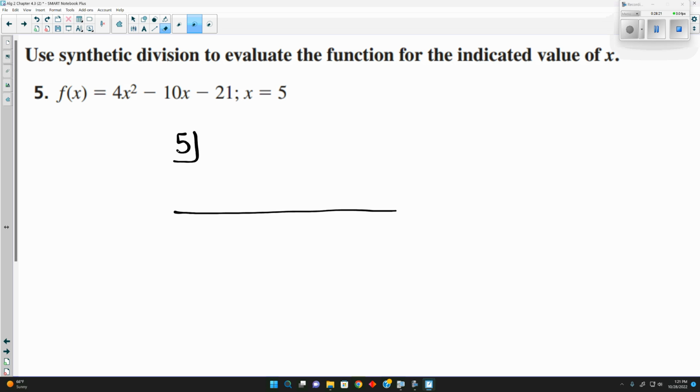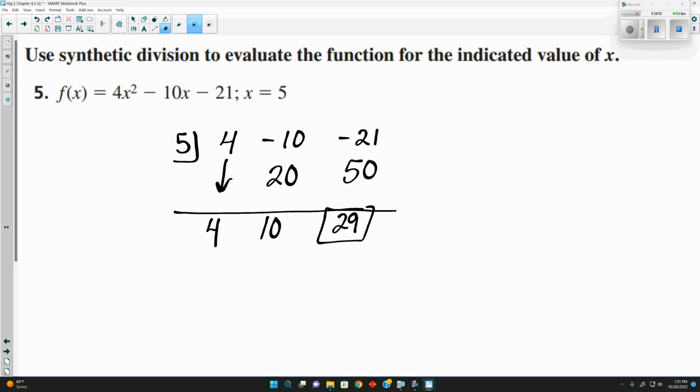So we'll do the same thing here. We'll set it up. We'll have 5 in the cubbyhole. Across the top would be 4, -10, -21. We bring down the 4. Then we'll do 5 times 4, which is 20. -10 plus 20 is 10. 5 times 10 is 50. -21 plus 50 is 29. So the value of this function when x is 5 is 29.